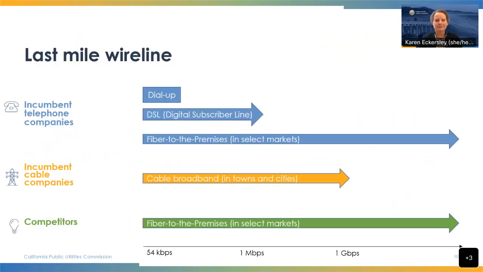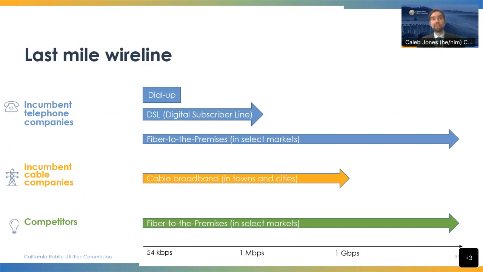The first category of wireline companies are the incumbents, which are the phone companies that used to be part of AT&T starting over 100 years ago and are sometimes called ILECs, or incumbent local exchange carriers. The second category is cable companies, who have been around for about 40 years. Then there are competitors who have entered the market in recent years seeking to provide competition to those entities.